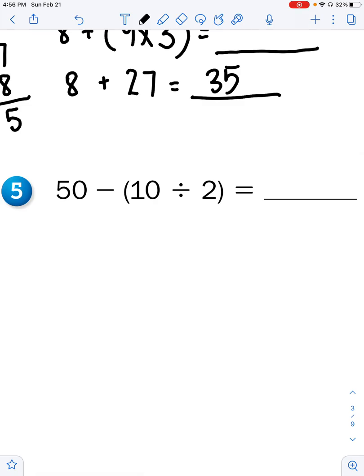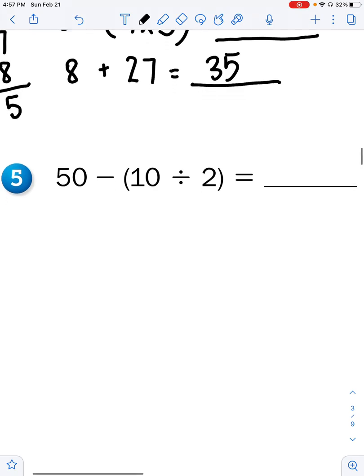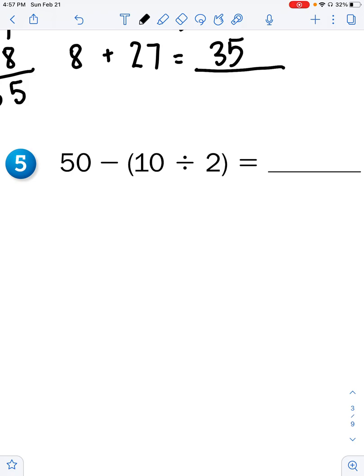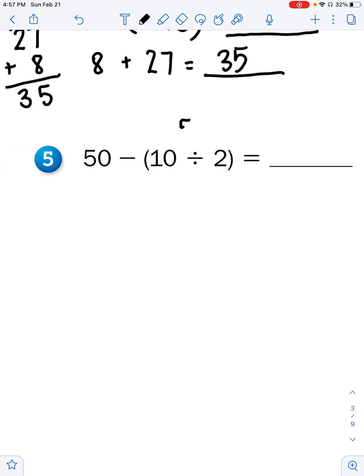Okay, let's do this one. So this one's already set up how we usually see it, so I'm just going to go ahead and start. So I'm going to do 10 divided by 2 first. If I were to do 10 divided by 2, I know that half of 10 is 5. So I'm going to put a 5 here because that's what 10 divided by 2 equals. And then I just finish out the rest of my problem. So 50 minus 5. What's 50 minus 5? Good, 45.